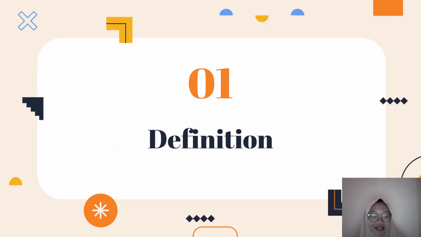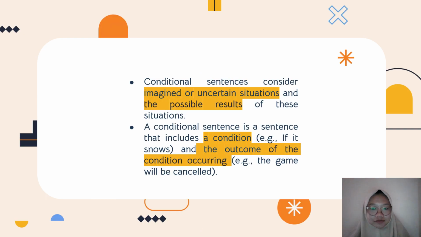Okay, so the first one is about the definition of conditional sentence. What is actually the definition of conditional sentence? Conditional sentences consider imagined or uncertain situations and the possible results of these situations. A conditional sentence is a sentence that includes a condition and the outcome of the condition occurring. For example, a condition is if it snows, and then the outcome of the condition occurring is the game will be cancelled.